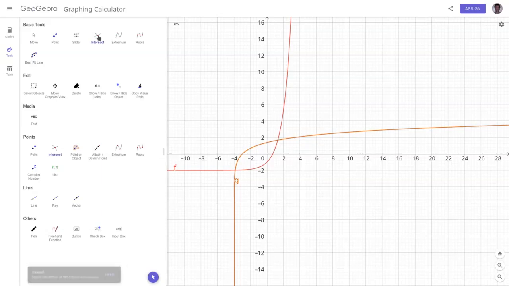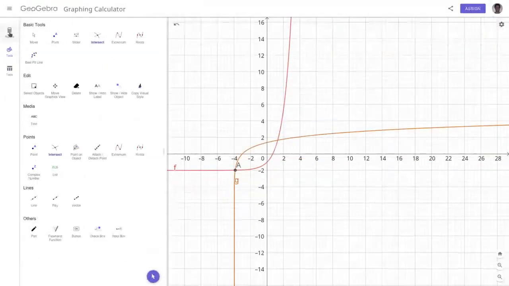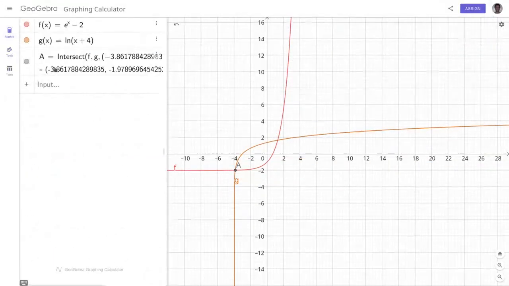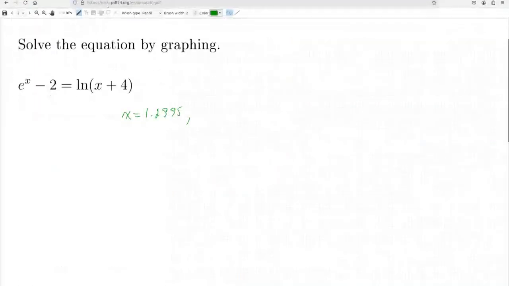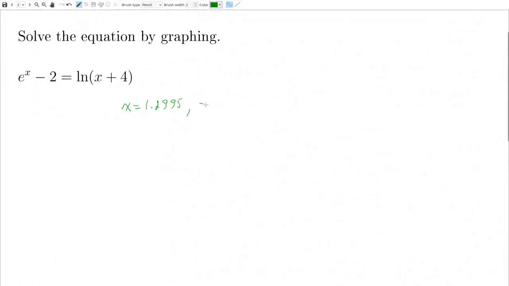We use the intersect tool of GeoGebra and just click really close to there. It'll put a point, and we can go to the algebra window to find out where that is. And here it is. A is the intersection of f and g, and the x coordinate is negative 3.8618.